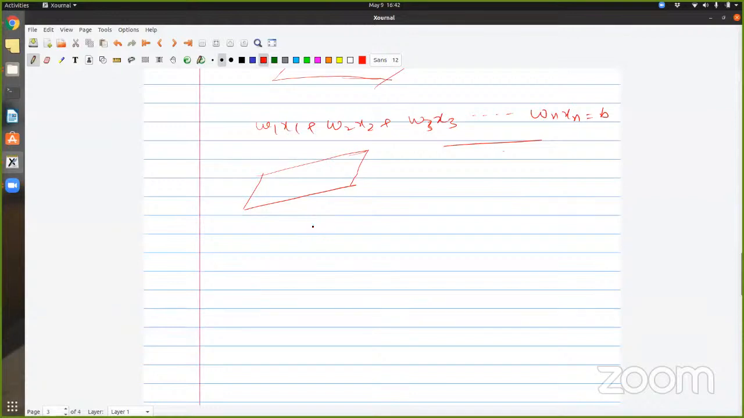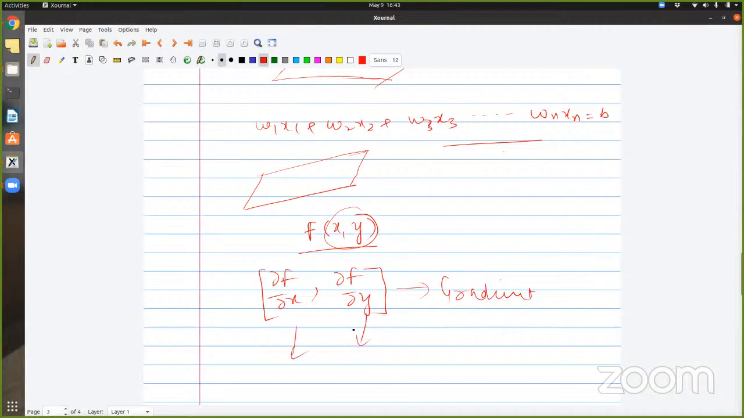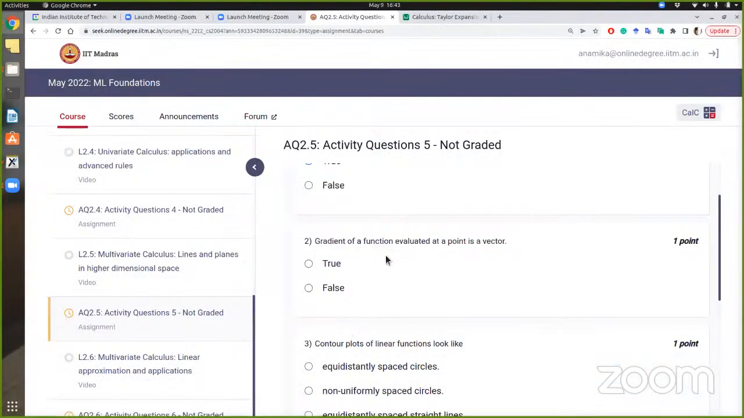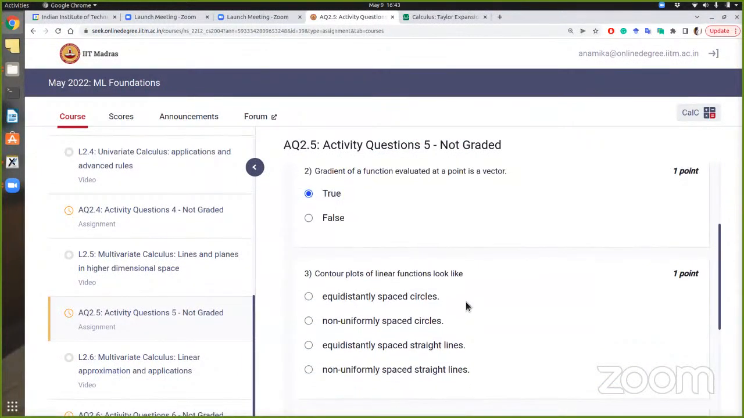Let's say you have a multivariate function f of x, where f is a function of x and y. So there are two variables, and you cannot compute the derivative. What you will compute are partial derivatives: dou f by dou x with respect to x, and dou f by dou y with respect to y. Both these put together in the form of a vector become your gradient, and the individual elements are called partial derivatives. So gradient is a vector, that's true. Okay, next question.